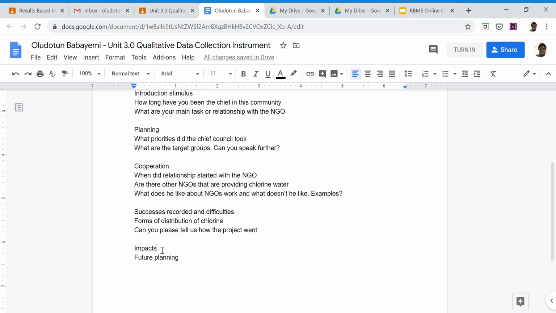Then you think about the impact. What changed since the distribution? Here you need to think about dimensions and what the effects are. At least we're not talking about diarrhea and children here, so you should be able to mention it here as well.